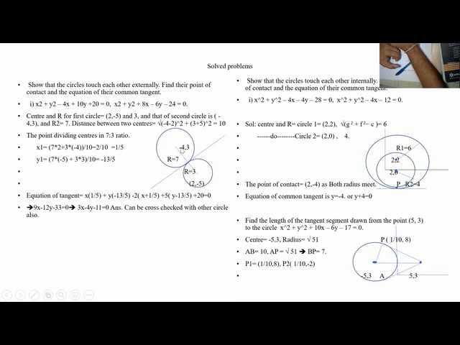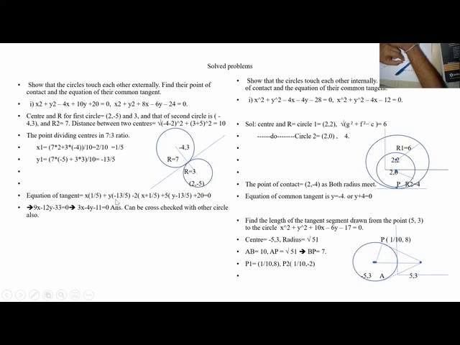7:3 ratio. So x is 7 into 2 plus 3 into minus 4, divided by 10, and y is 7 into minus 5 plus 3 into 3, divided by 10. So this is the contact point between these two. Now if you want the tangent, it is x x1 plus y y1 plus g into x plus x1 plus f into y plus y1 plus c is equal to 0. We have to substitute this point in any of the equations. So we get the tangent.